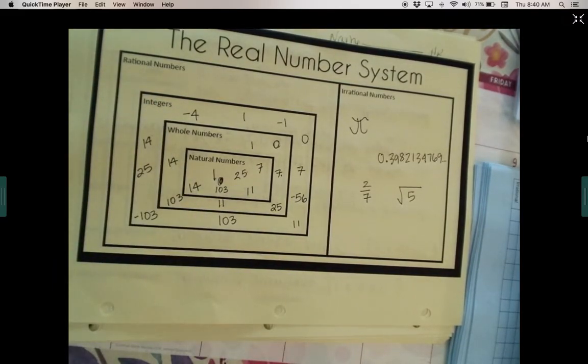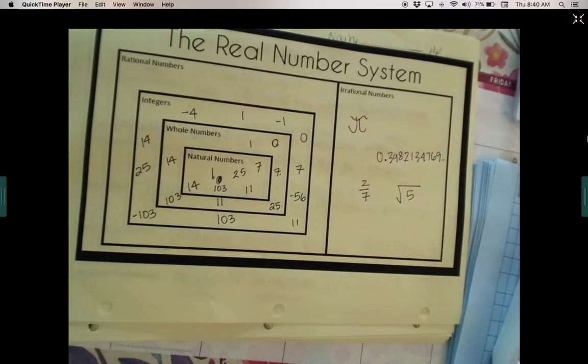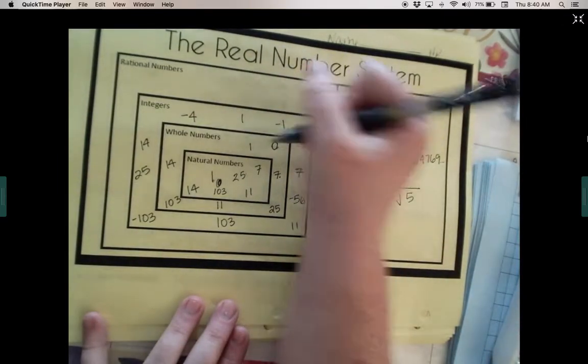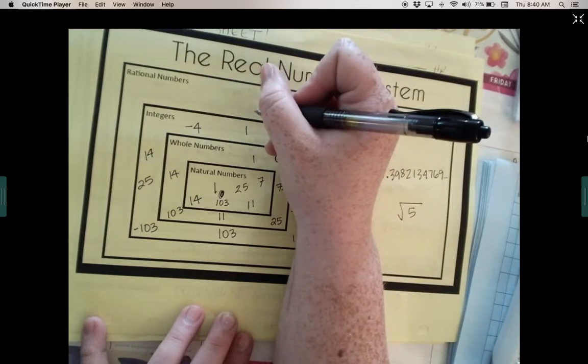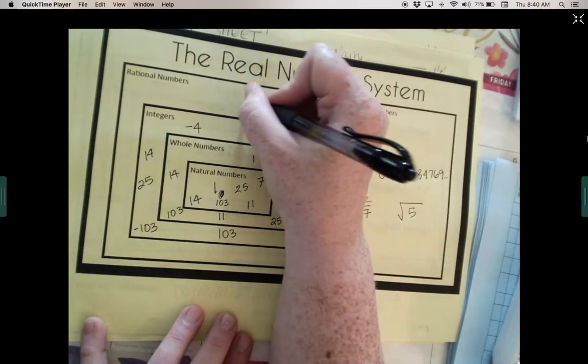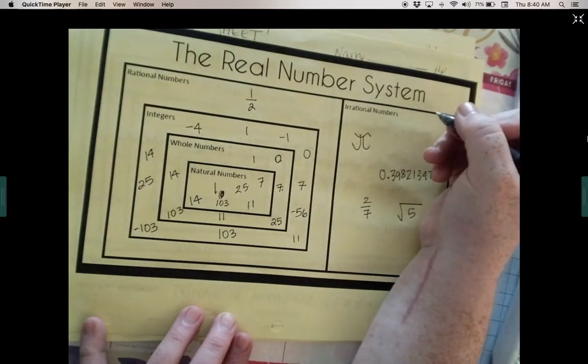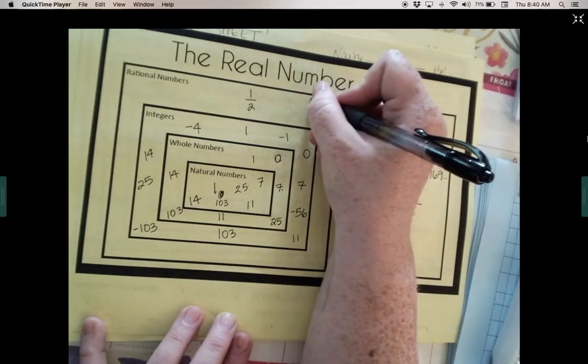All right, rational numbers. What's special about rational numbers? They can include decimals and fractions. Okay, what's special about the decimals, though? What do they have to do? Repeat or terminate. Okay, so give me an example of a rational number. 1/2. Okay, what else? 4/9.